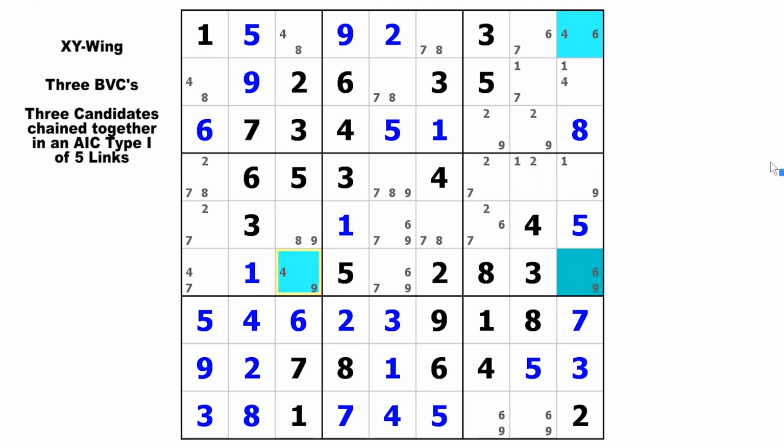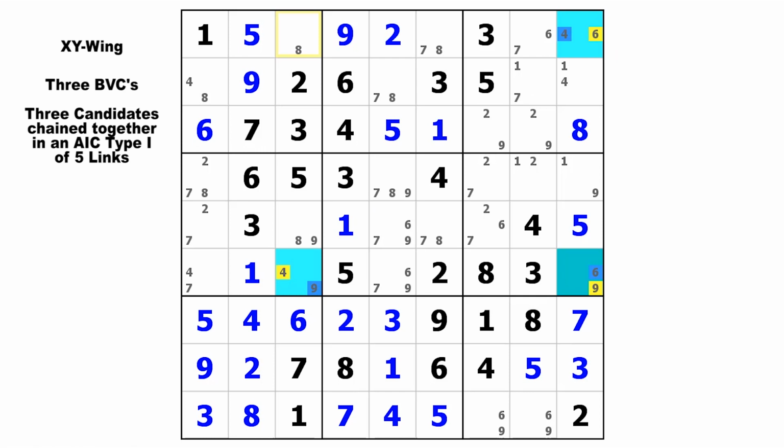So here's our chain. We've got strong, weak, strong, weak, strong. So the two endpoints are the candidate 4s, and that means any other candidate 4 that can see both of those 4s will be false. And because the two endpoints are in two different chutes, there's only one place that can happen, and that is right here. So you can eliminate that 4 as false because it can see the two endpoints.